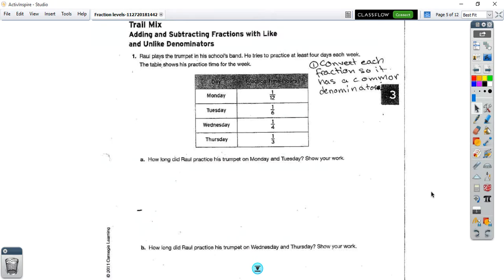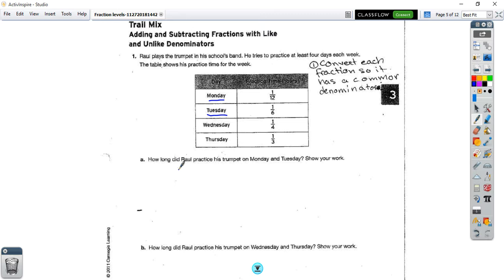A says, how long did Raul practice his trumpet on Monday? So we read the problem. It says, Raul plays his trumpet in the school band. He tries to practice at least 4 days each week. The table shows his practice time for the week. So this is the table that shows his practice time, what the day is, and then the amount of hours. How long did Raul practice his trumpet on Monday and Tuesday? So I see Monday and I see Tuesday.